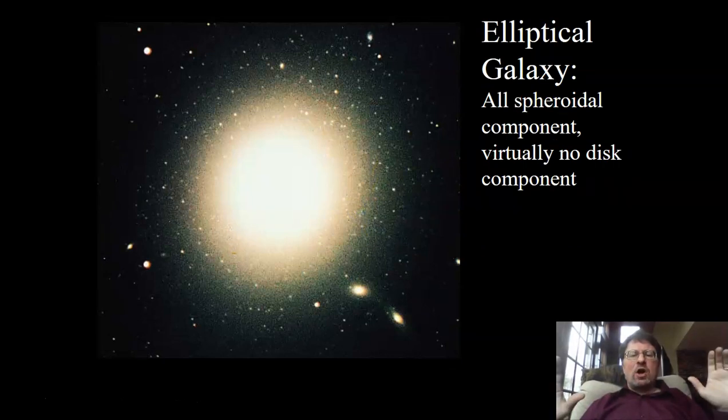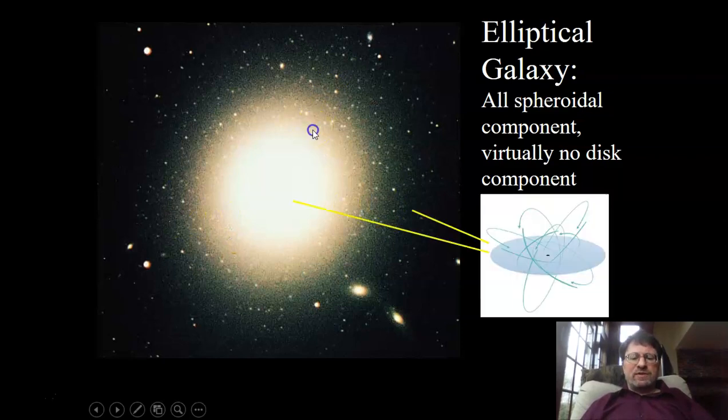Elliptical galaxies are spheroidal, they're roundish. And they basically have no disk component associated with them. So the motions of stars in elliptical galaxies are like the motions of stars in the bulge or halo of a disk galaxy. In other words, they're randomly oriented.